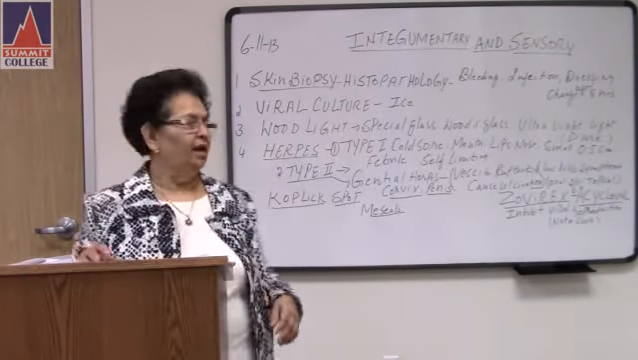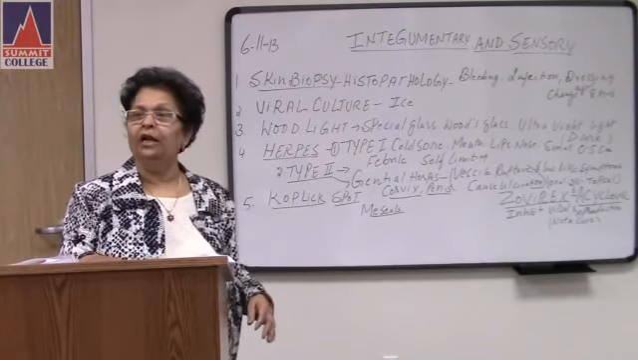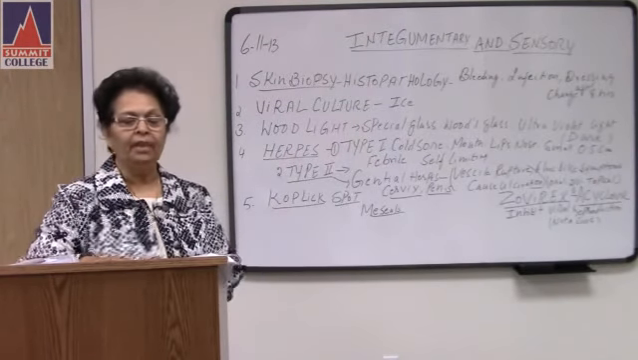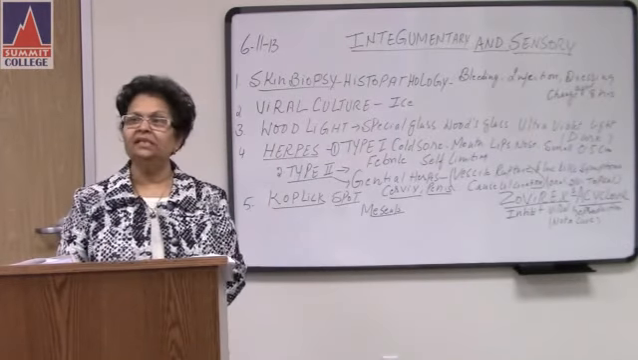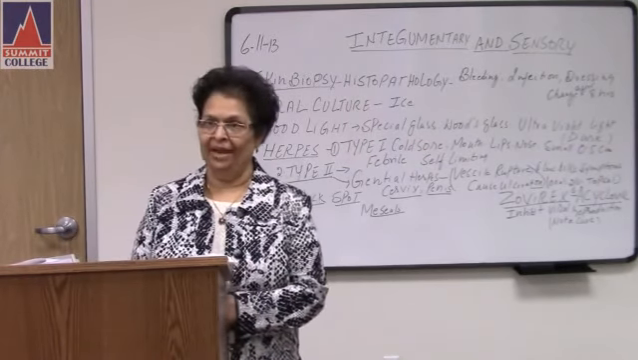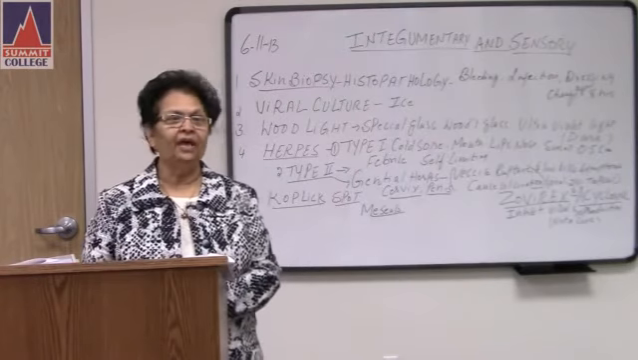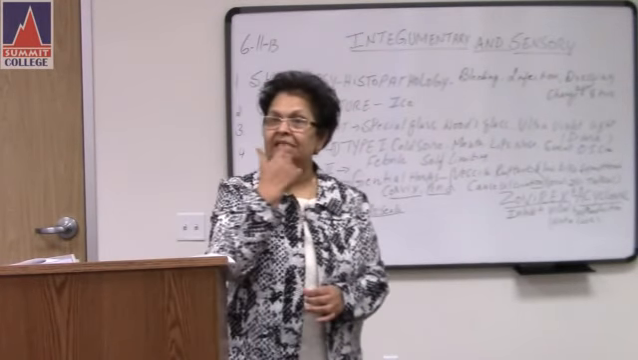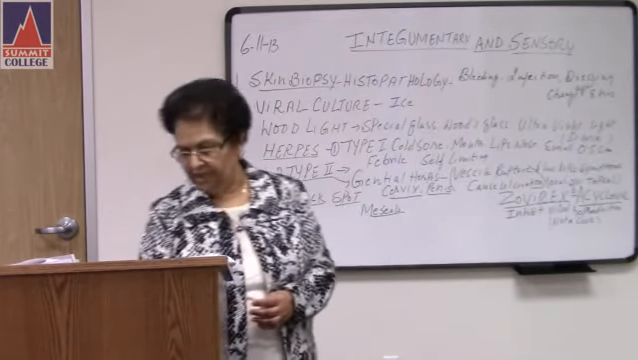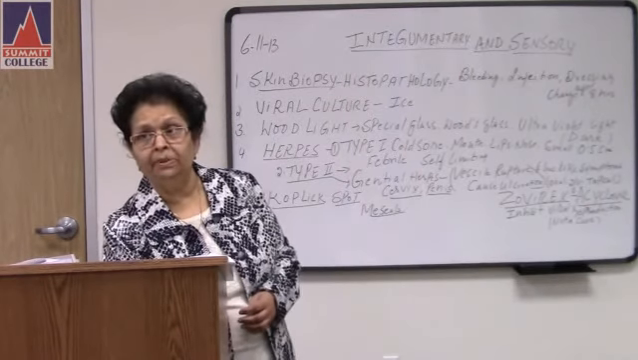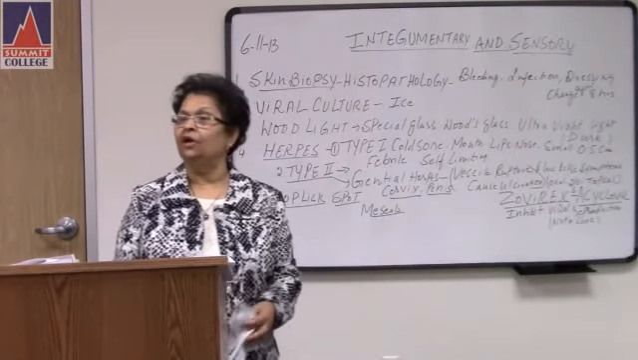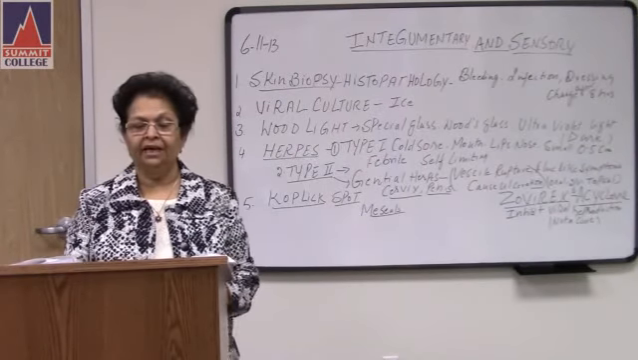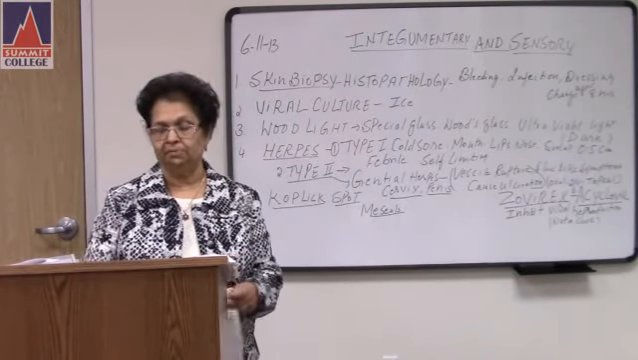Page number 3, you have a picture of Koplik spots. I want you to add there, this Koplik spot is a sign of measles. So add there measles. And where do they have Koplik spots? Inside the mouth. They have red and white pimples or sores in the mouth, and that is the sign of measles. That is the Koplik spot in measles.